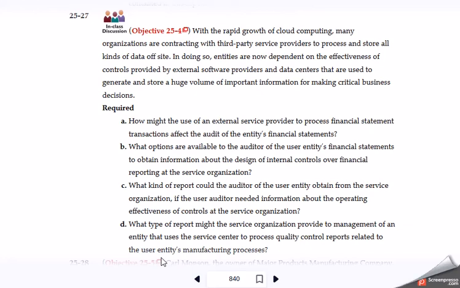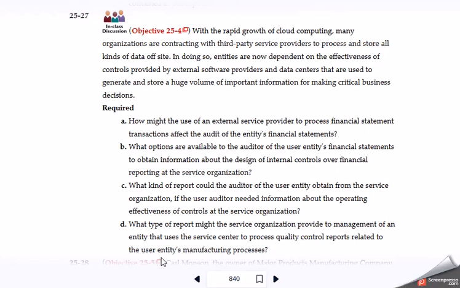Then the final thing is, what type of report might the service organization provide to management of an entity that uses the service center to process quality control reports related to the user entity's manufacturing processes? So that is going to be an SOC2 report. The SOC2 report is relevant to security, availability, processing integrity, confidentiality, and privacy. So that report would be used to verify that the processing of these quality control reports specific to the manufacturing process can be relied upon.